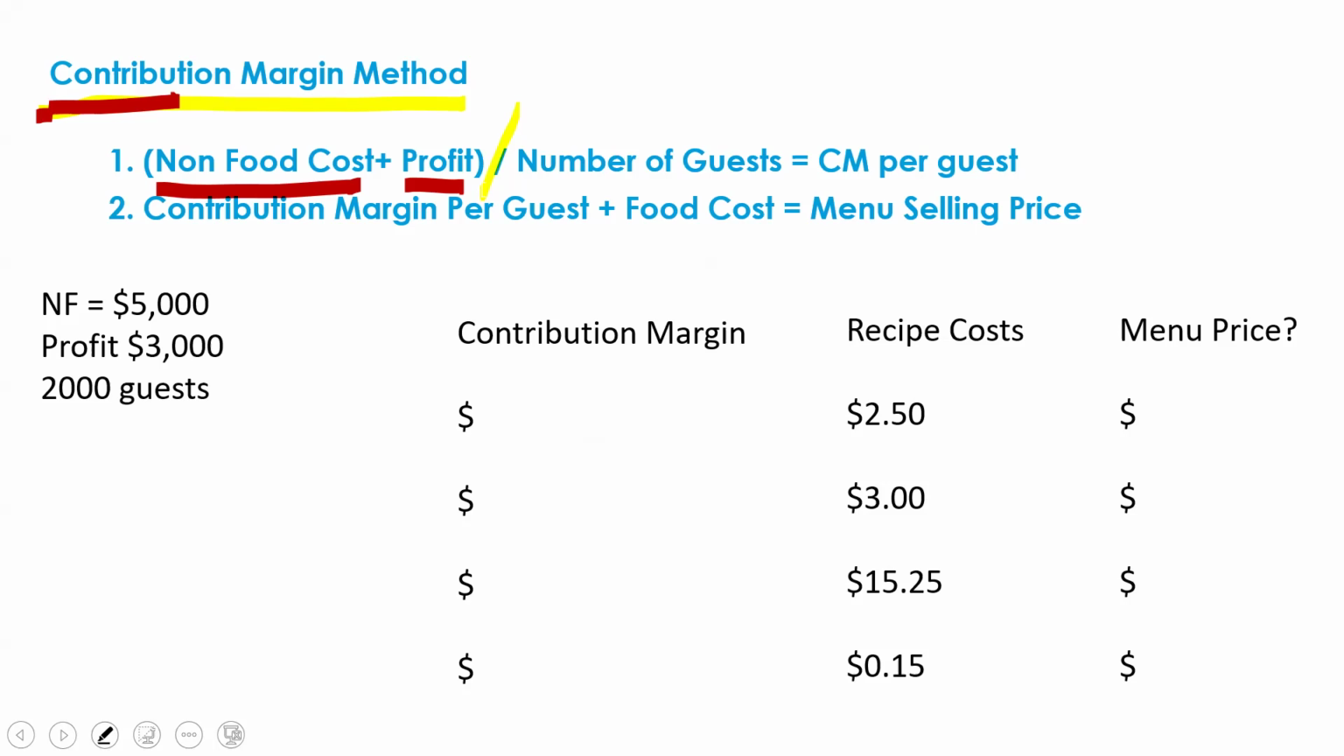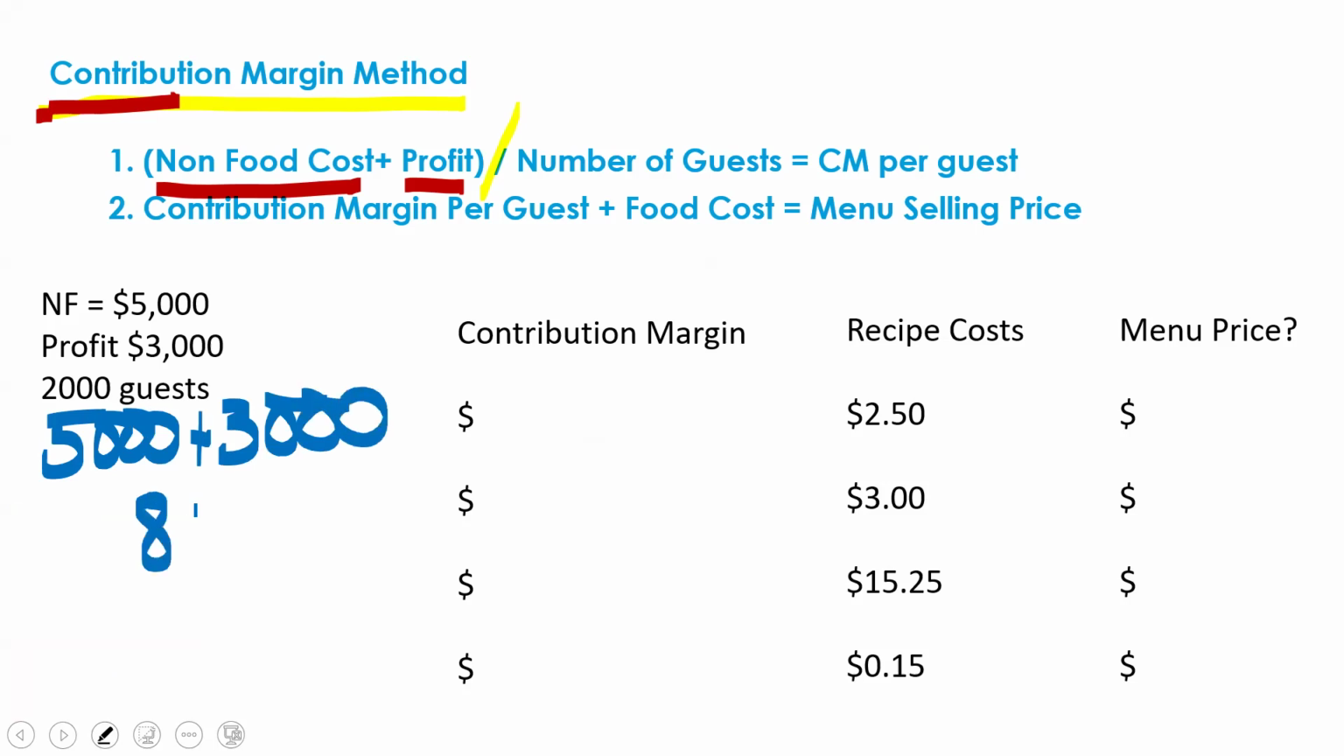Okay. So if our non-food costs is 5,000 and our profit is 3,000, let's go work it through step by step. Letter A. What does letter A say? We're going to add the non-food and the profit. So non-food and profit added together in letter A, 5,000 plus 3,000 is what? 8,000. Okay. So that is my profit and all of my costs that are not food related.